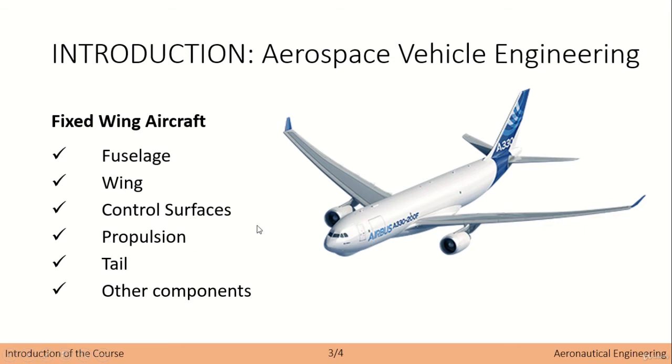You have the propulsion, which is the engines of the aircraft. Also we have the tail and all of the key elements in the tail for stabilization of the aircraft, for instance. And you also have many other components, such as the different systems in the aircraft, the landing gear, different kinds of elements which are important to fixed wing aircraft.